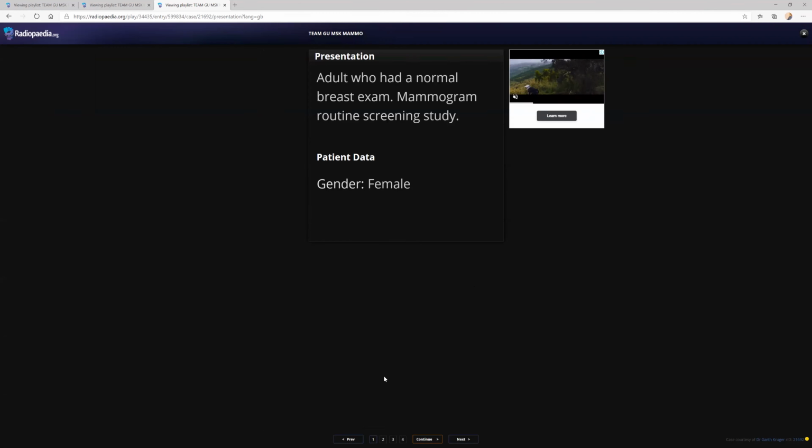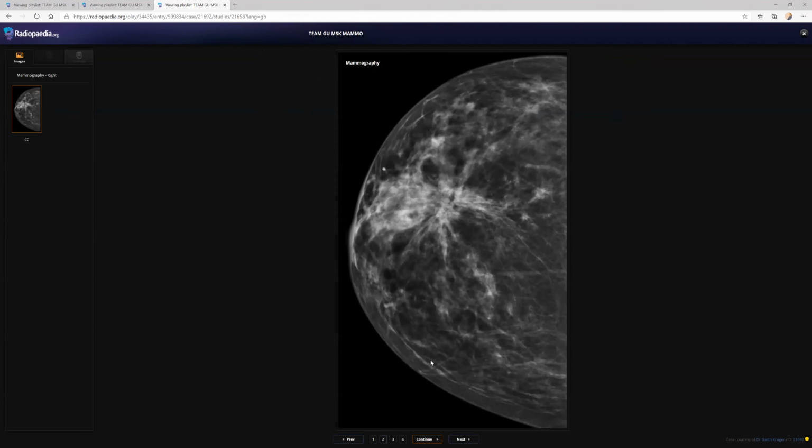Adult female who has a normal breast exam, mammography screening, CC view. What I can see is that this patient has a normal examination, with no lump visible or palpable. There is a lesion with irregular or spiculated margin noted in the center of the breast. And I cannot see any microcalcification. Maybe I can visualize that on the magnified view. Okay, good.